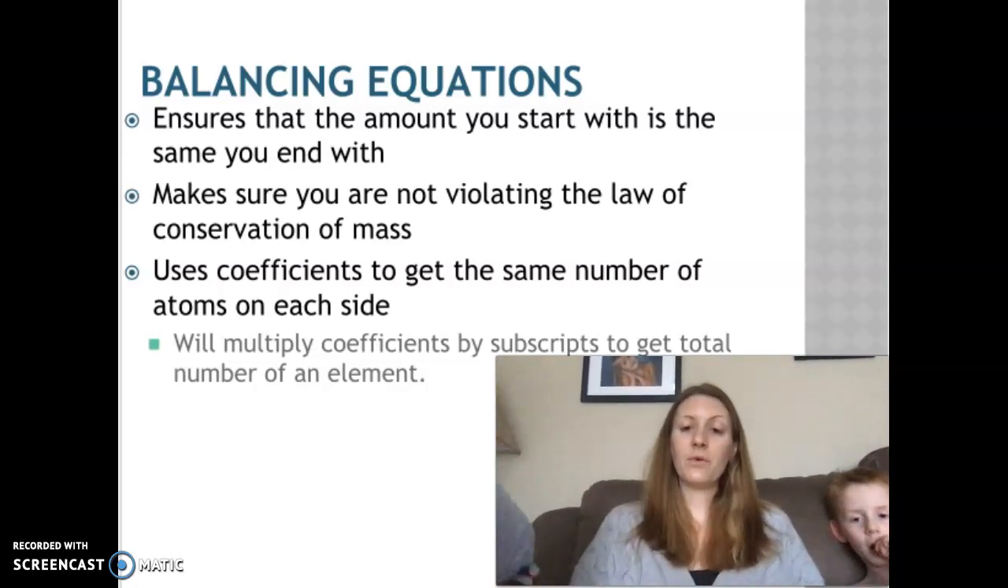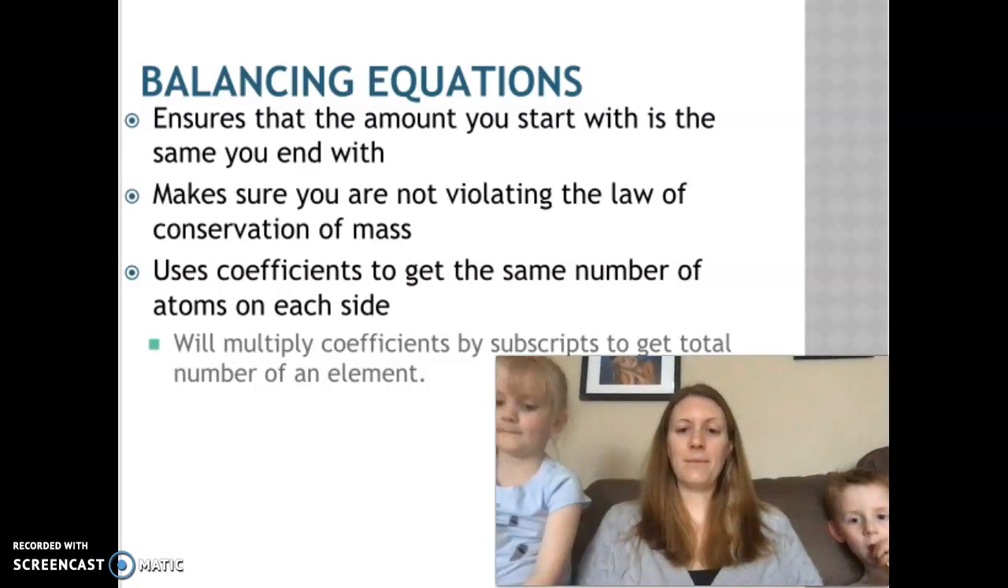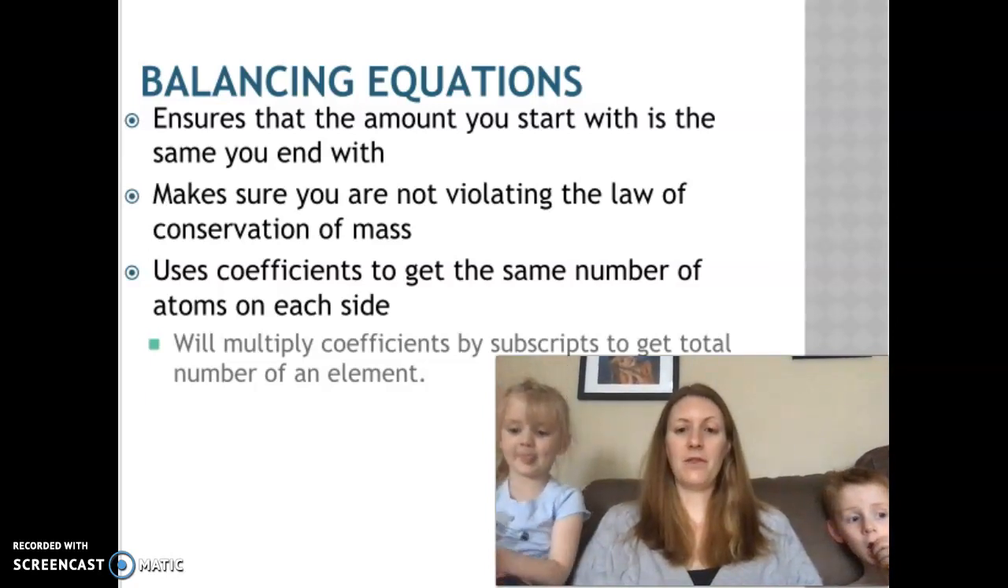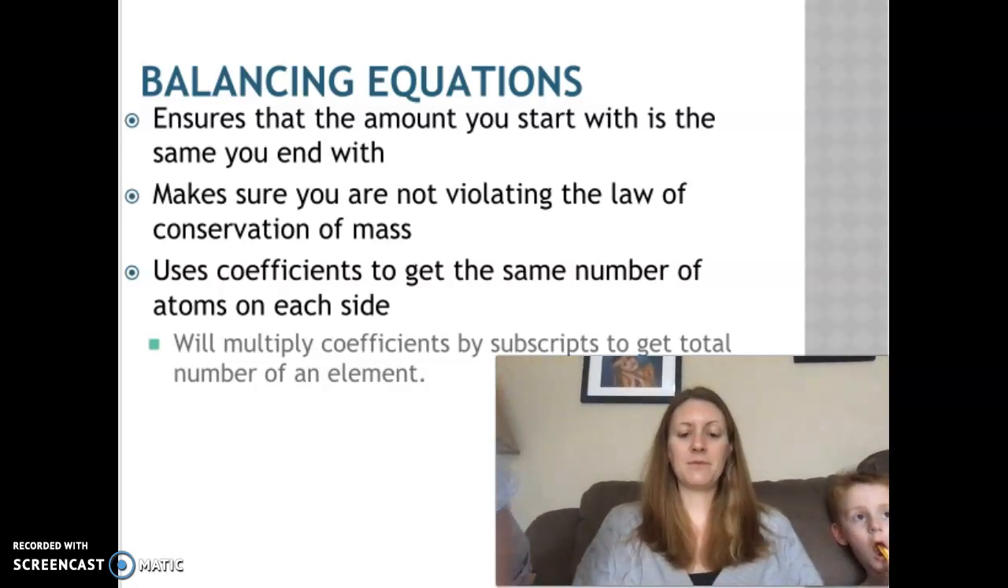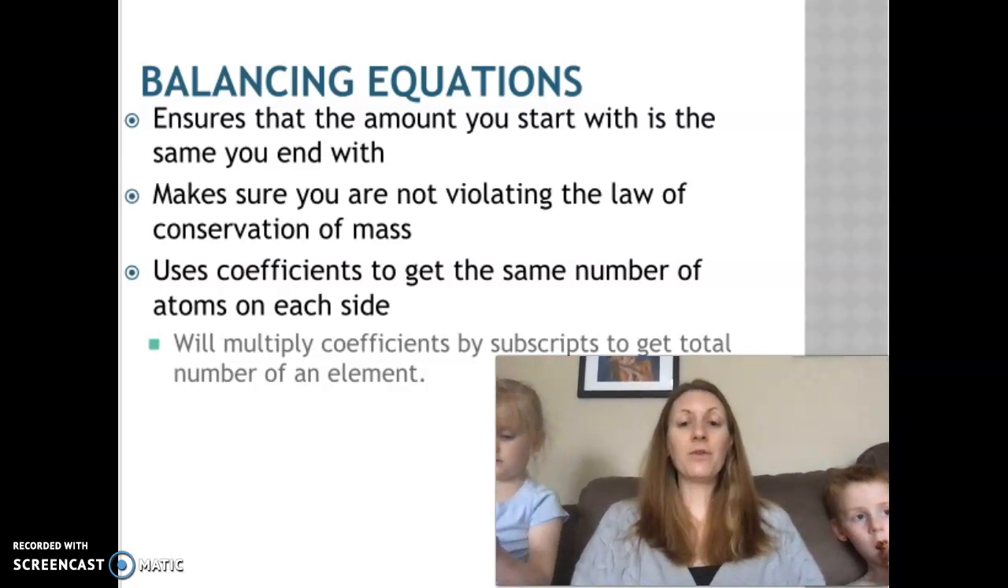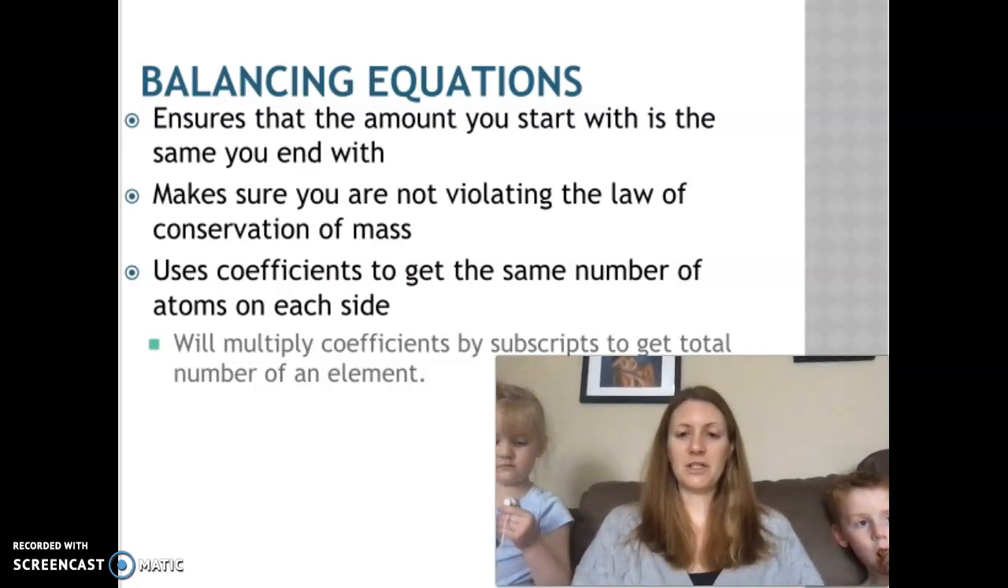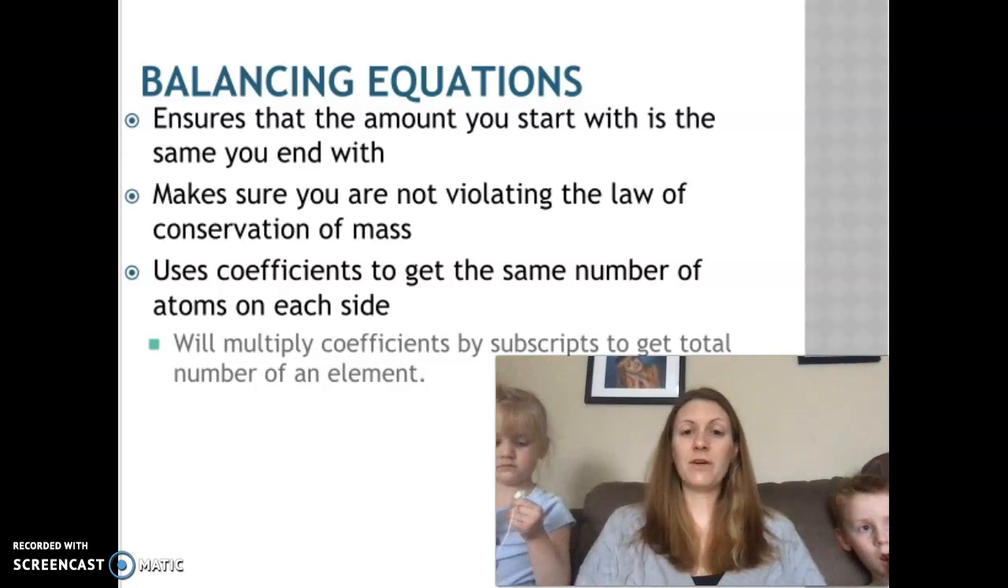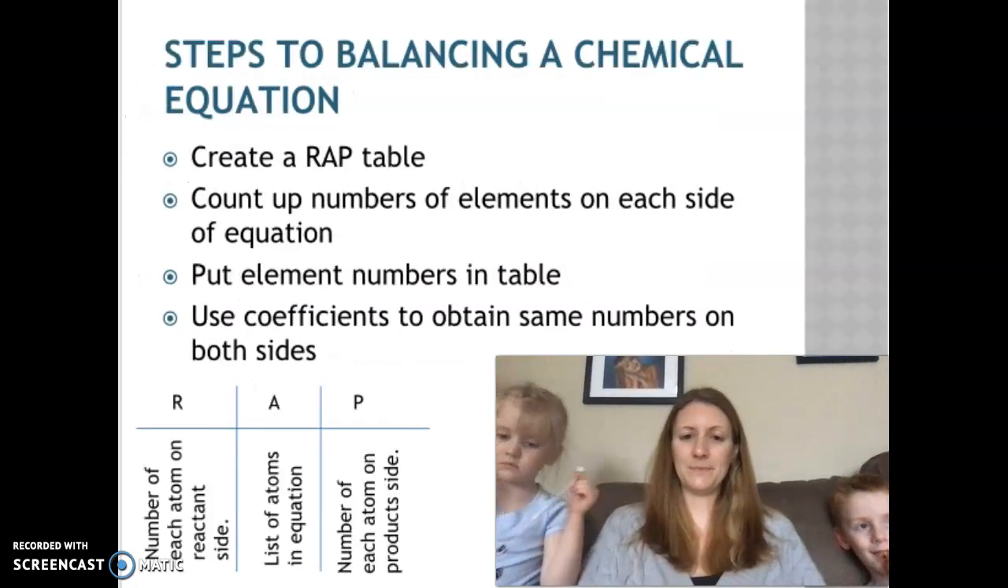So in order to get the total numbers of each atom to be the same on the left and the right side, you will multiply the coefficient, which is the big number, by the subscript, which is the little number, to get that total. I know that you guys did this with Mr. Kirkkeet last year, so I'm hoping that it's mostly a review and should hopefully be pretty easy with you guys.